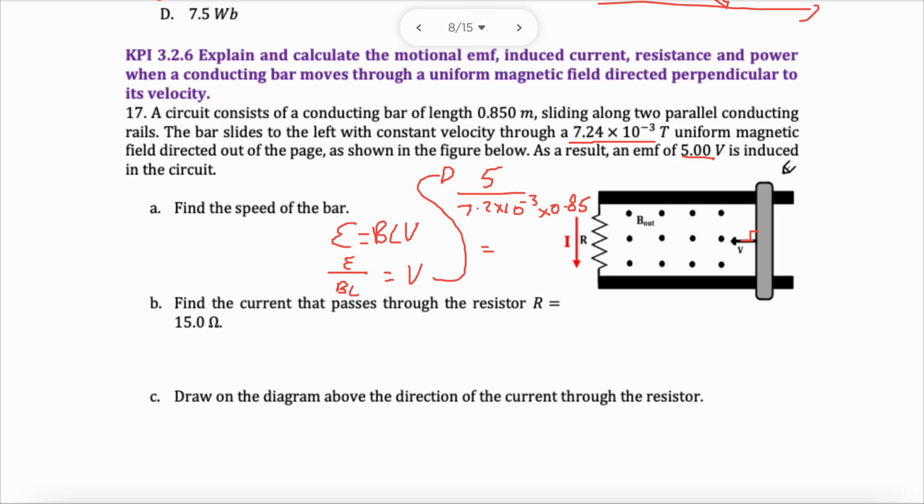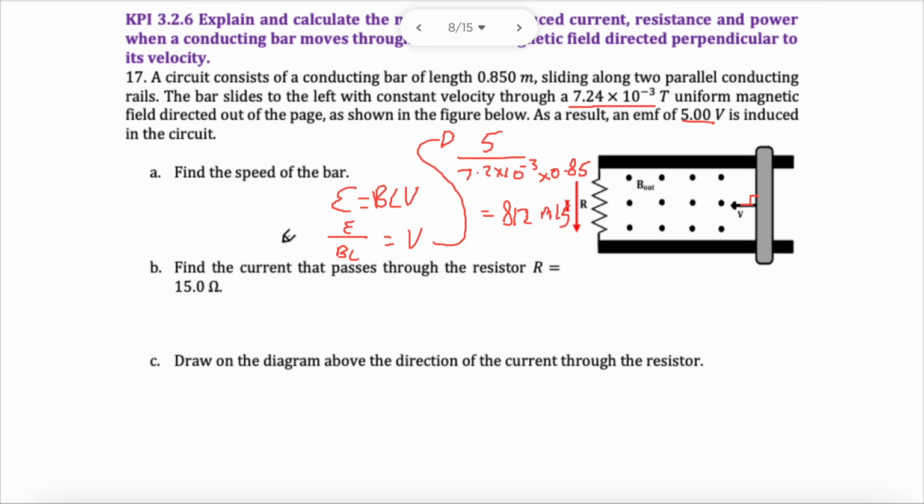Okay, sticking this into your calculator, hopefully you will get the correct answer, and that answer should be something like 812 meters per second. Didn't give us enough space here.